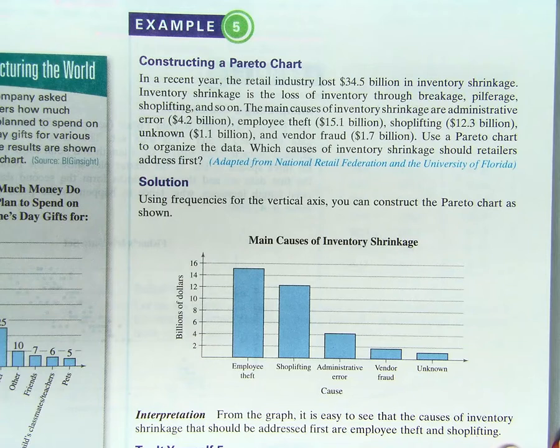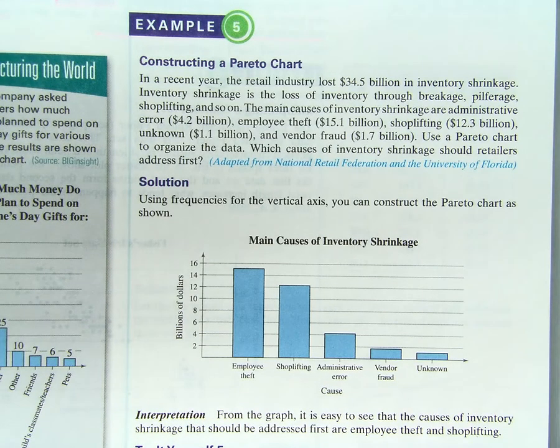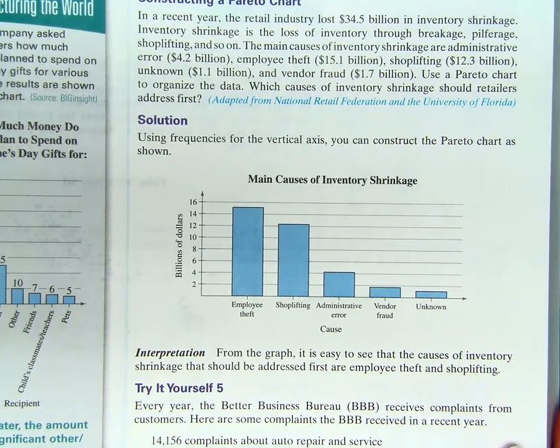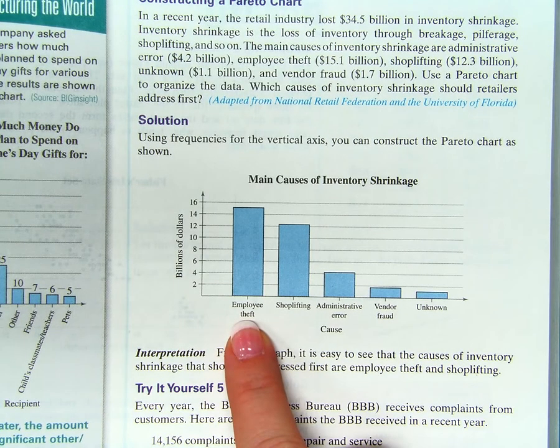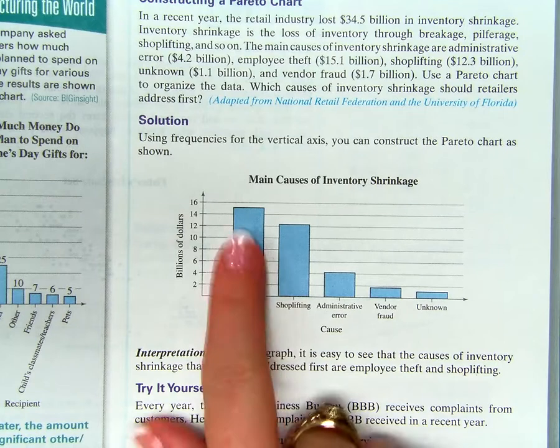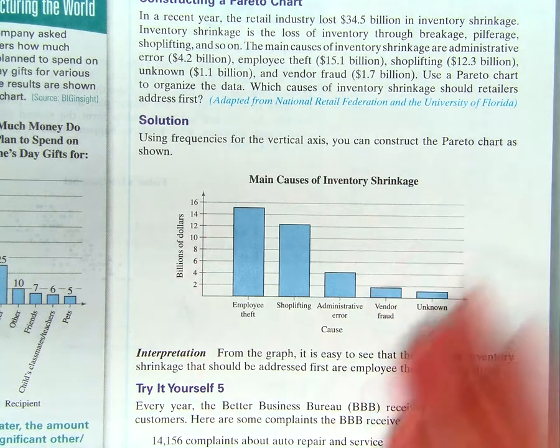Fair? Okay, good. So here's an example of a Pareto chart. What's the most obvious thing that stands out in this Pareto chart? Hopefully employee theft, because it's the biggest, right? It's the first thing we see. It's the one that we notice the most often. That's why it's set up this way.